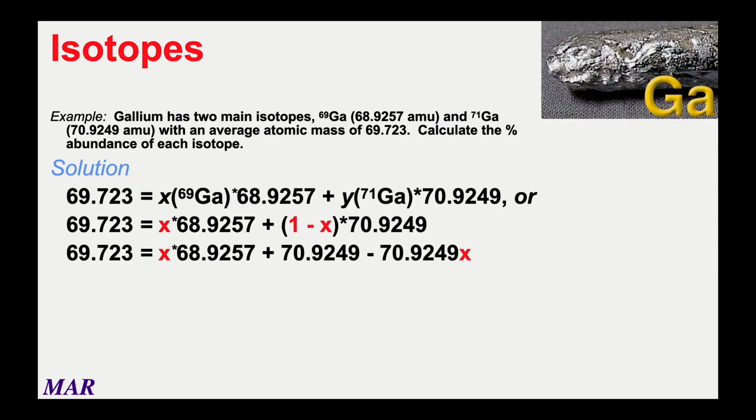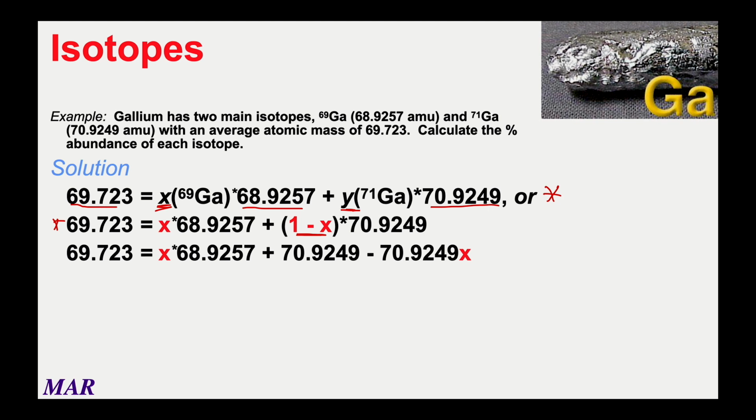The first equation was on the last slide. Here's the X, here's the Y, the masses of the individual isotopes, and the average mass altogether. Now, the second line is new. Instead of using Y, we're using 1 minus X like we saw on the last slide. And now we have one equation with only one unknown, X.